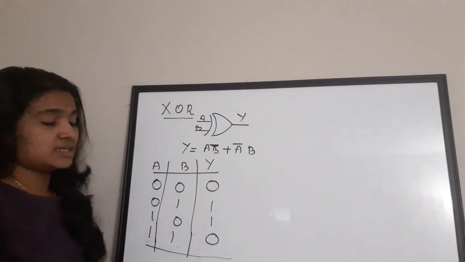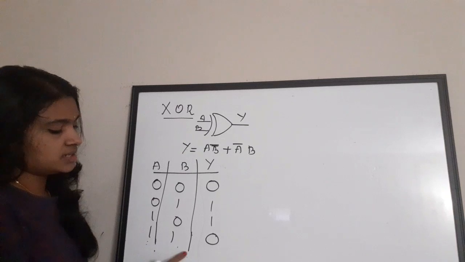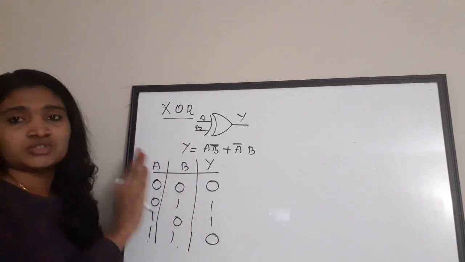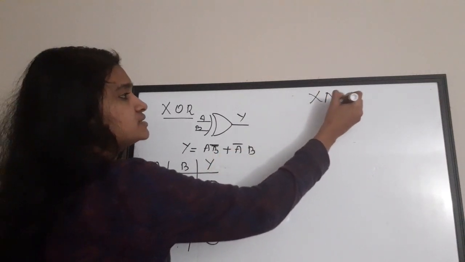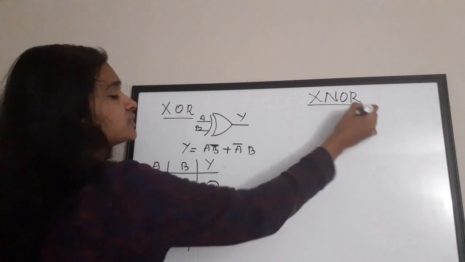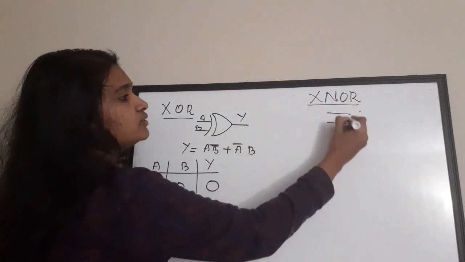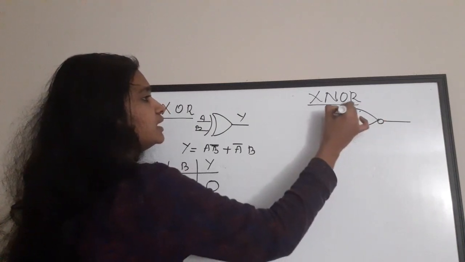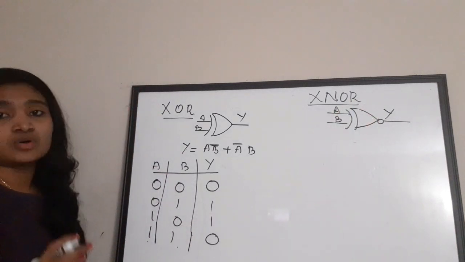So this is the case for a XOR gate. Okay, so this is XOR gate and XNOR gate is the complement of this XOR. I'm going to draw the XNOR gate. So if this is XOR, then how will your XNOR look like? There is a NOT in the front. See, A, B, Y. This is your XNOR gate.